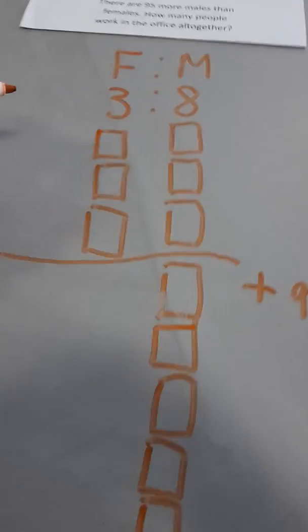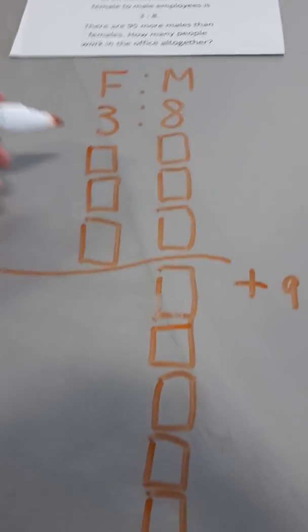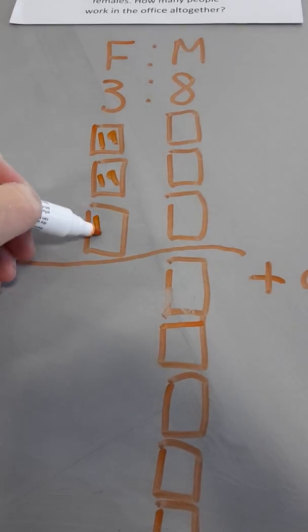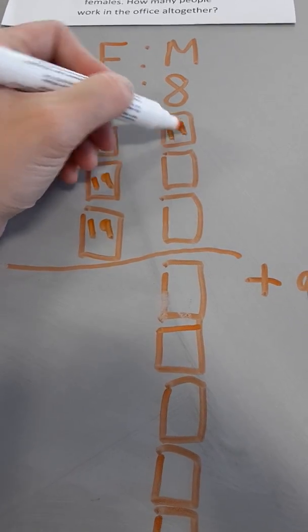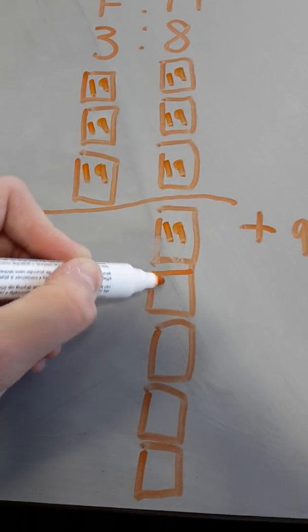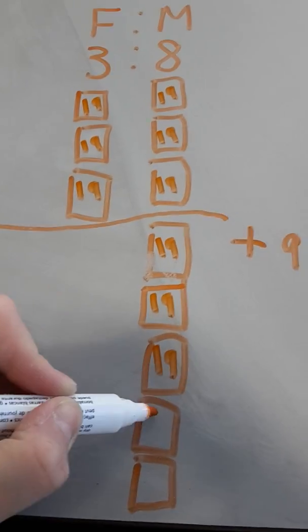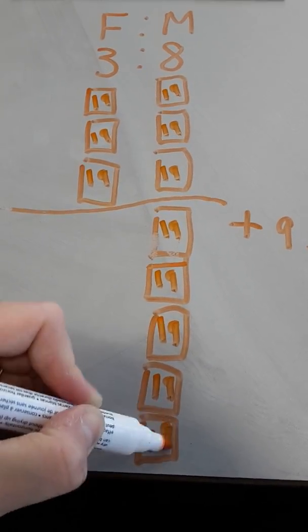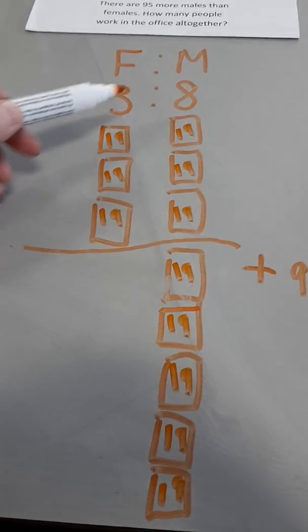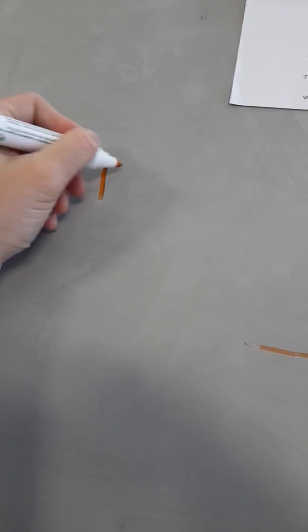So now we can use this information to go back to the information we originally started with. So we've just worked out that each one of our blocks is worth 19. And we've been asked to work out how many people are in the office altogether. So there's 2 ways you can do this. If you're confident with what you've done is right, you can just add up 8 plus 3, which gives us 11, and times it by 19.